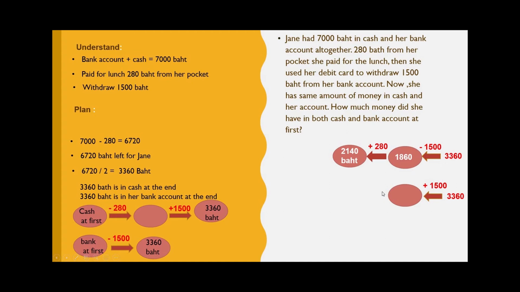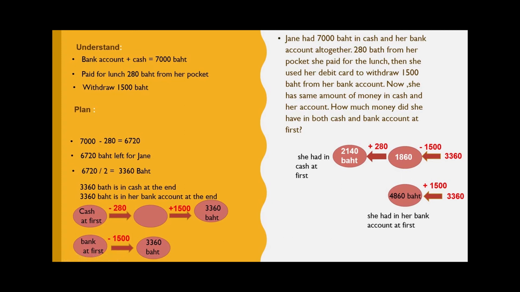Now let's find out how much money she had in her bank account. 3,360 plus 1,500 is equal 4,860 baht she had in her bank account. You can check your answer by adding 2,140 to 4,860. The answer should be 7,000.